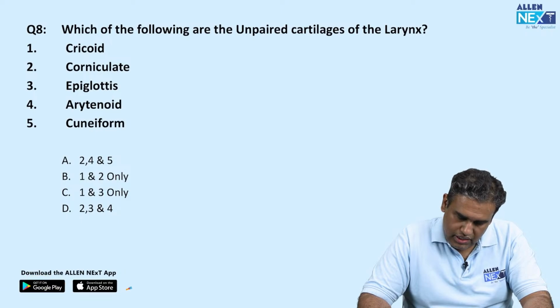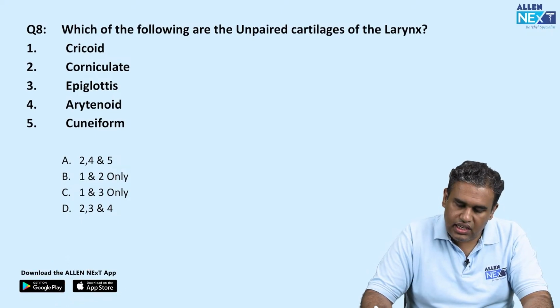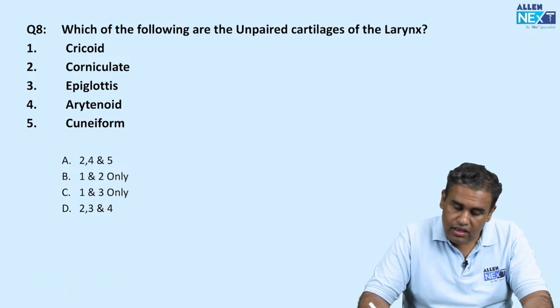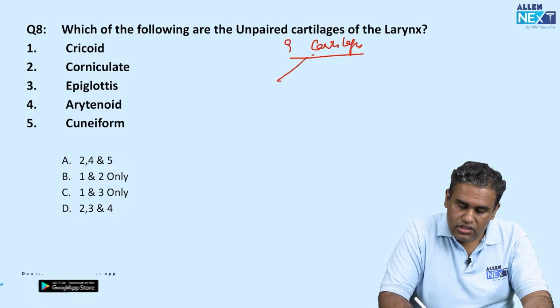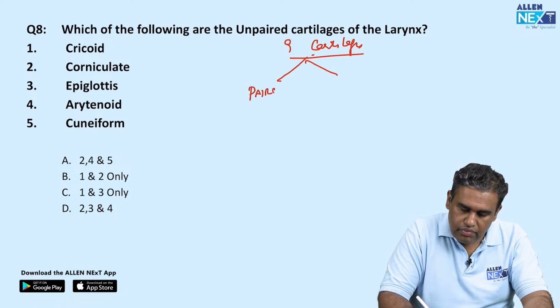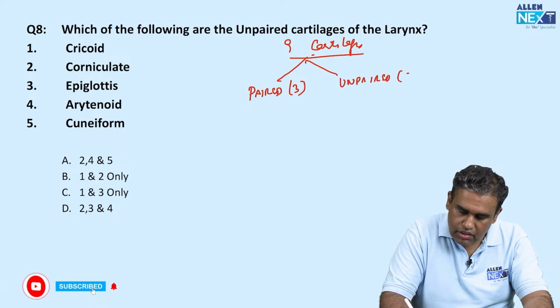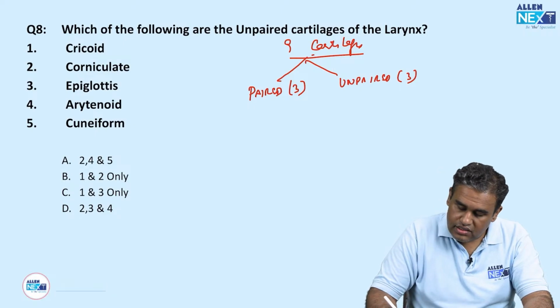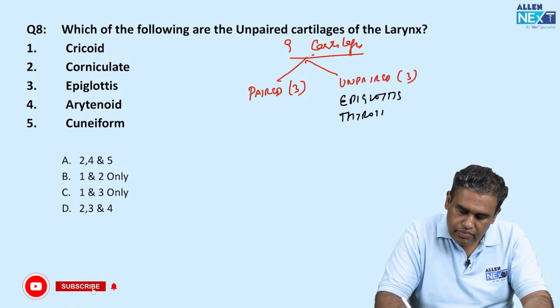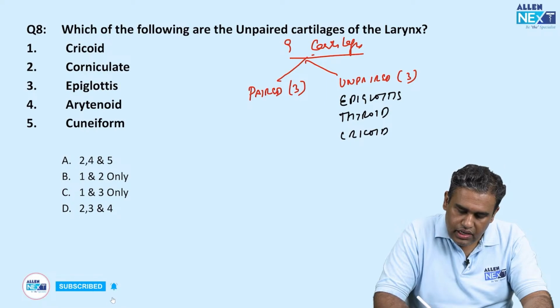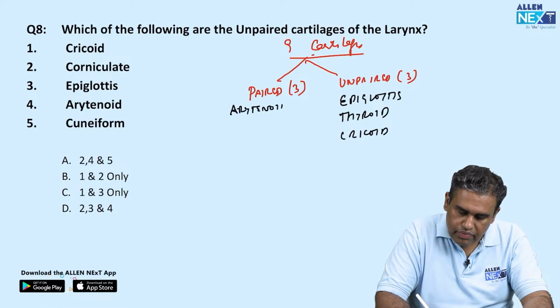Okay, right. Let's see the next one. Which is the unpaired cartilage of the larynx? Larynx we know has 9 cartilages, in which 3 are paired and unpaired are also 3 in number. Obviously, the unpaired are supposed to be in the center, and therefore the unpaired ones are epiglottis, thyroid cartilage, and cricoid cartilage. Paired ones are the arytenoid, the corniculate and the cuneiform.